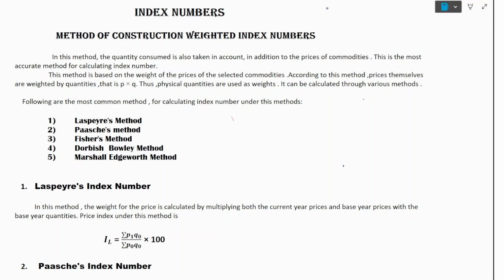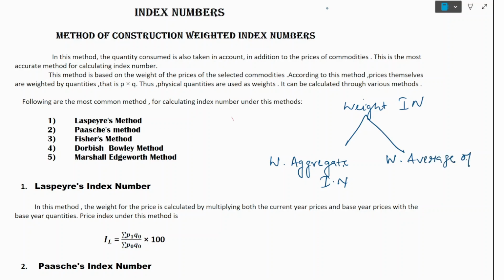In this video, we will discuss more representation of weighted index numbers. In this, the quantity consumed is also taken into account in addition to the prices of commodities. This is the most accurate method for calculating index numbers. Weighted index numbers are further divided into two, that is, weighted aggregate index number and weighted average of price relative.